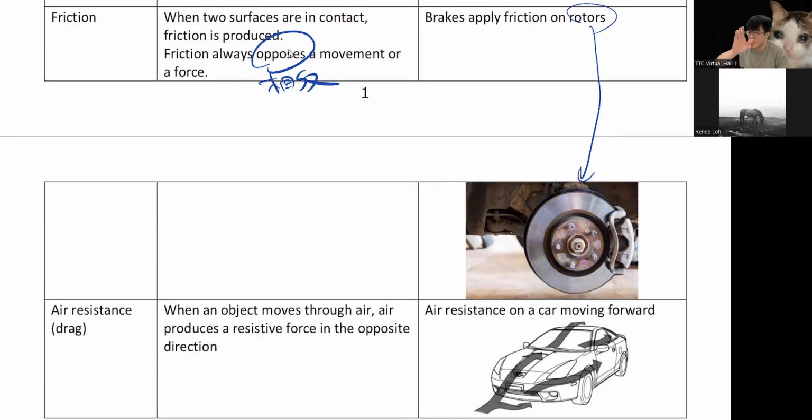Same thing here. When you step on the brake in your car, this brake pad will press on the rotor, press on this shiny plate here, so the friction will slow the car down. Okay, so can you see this is opposite direction? Your car is going forward, but your friction is acting backward. Friction will always fight you.